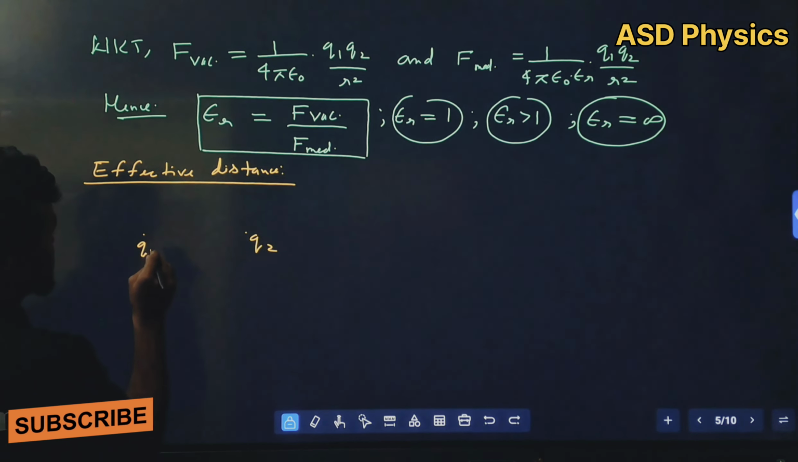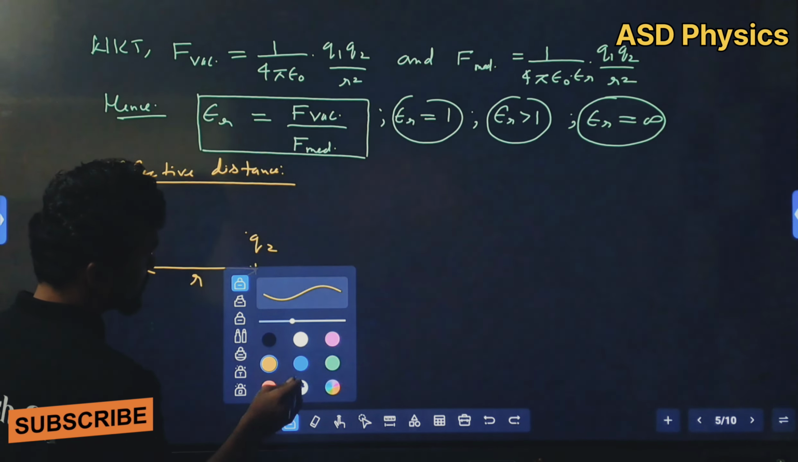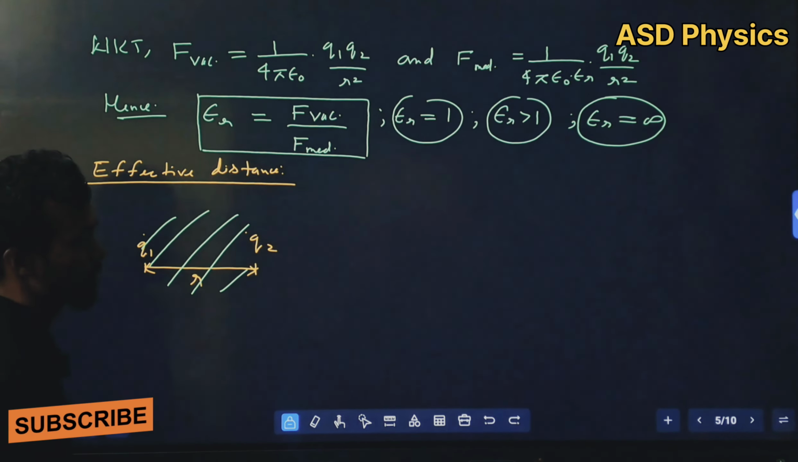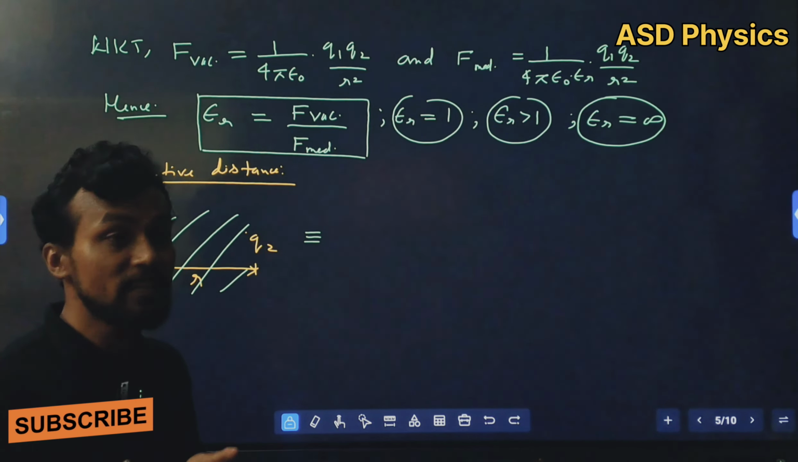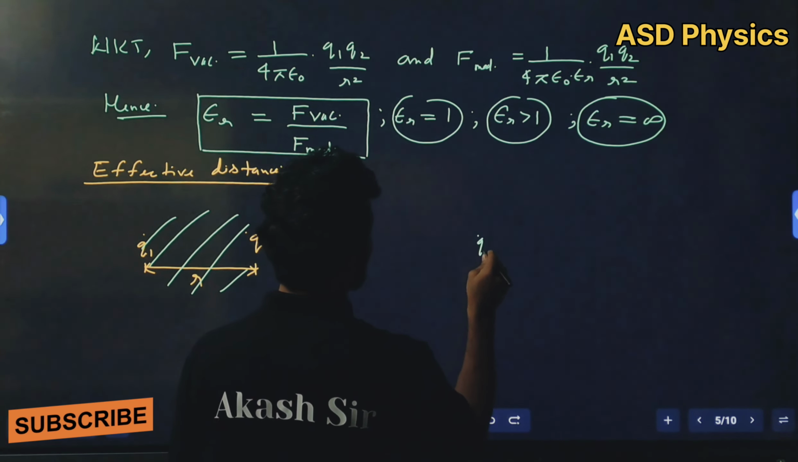The charges are placed in a medium here. Now let's take this distance R, and what is present? The medium is present here, the medium is present here, this medium is present, okay? Now effective distance means, by keeping the force constant, what should be the distance between the charges in vacuum?